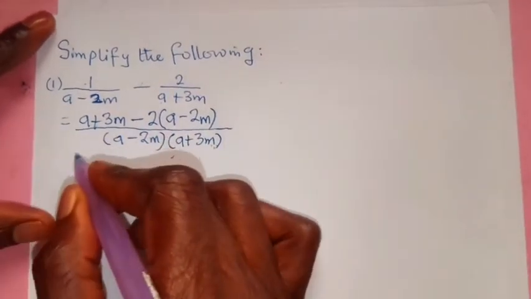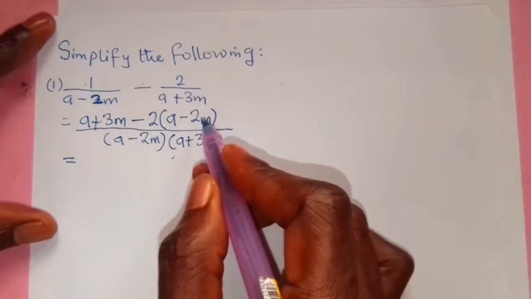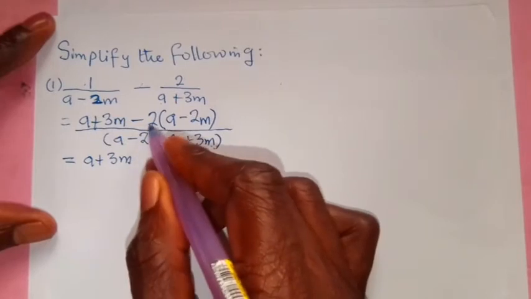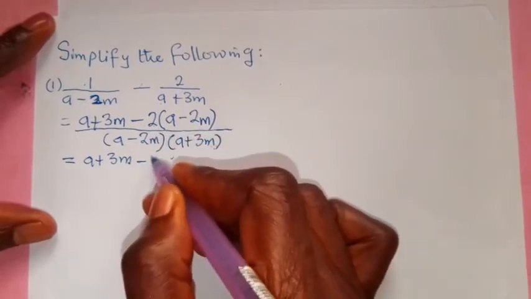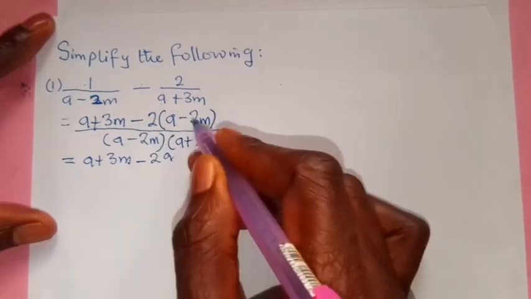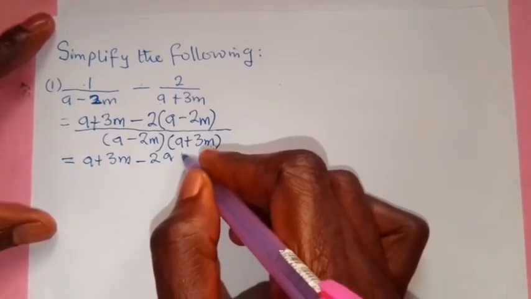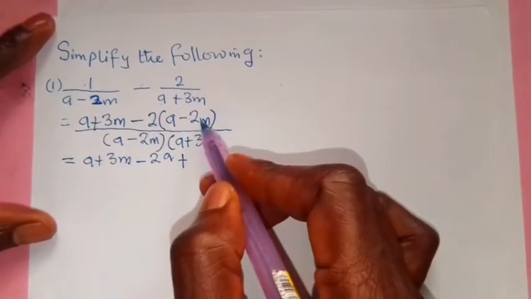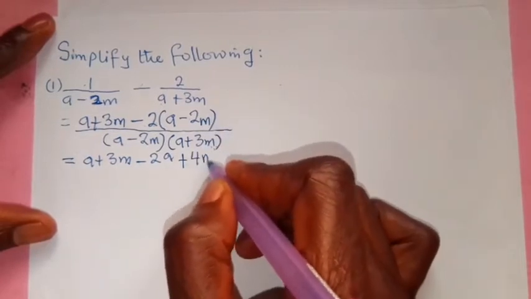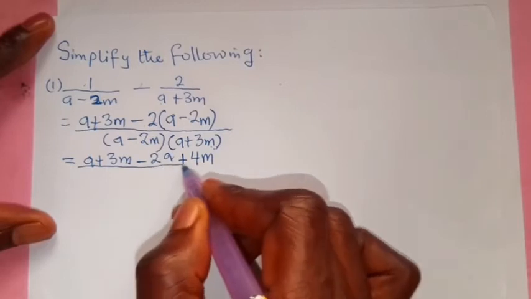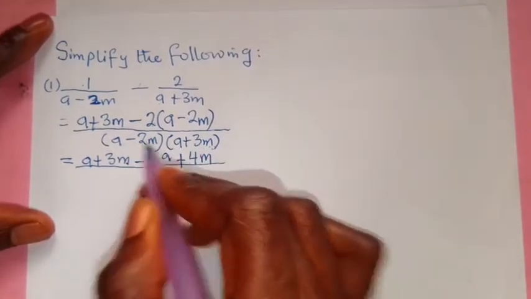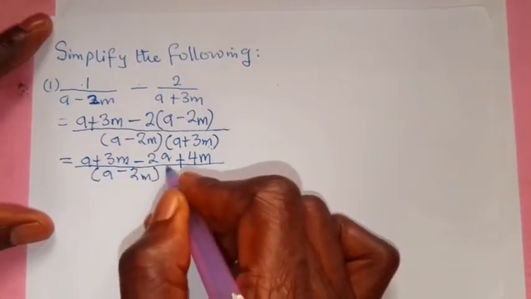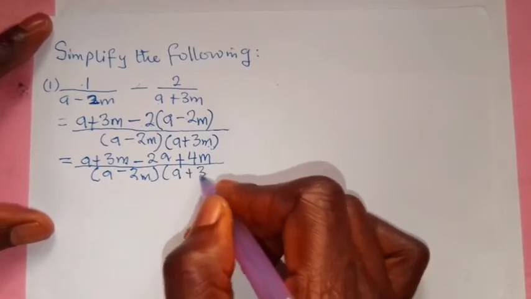In the next step, we are going to expand this. So we have a plus 3m, then minus 2 times a will give us minus 2a, then minus times minus is plus, that is this minus that is here times the minus here will give us plus, then 2 times 2m will give us 4m. We leave the denominator the way it is, that is to write it out as a minus 2m, then a plus 3m.